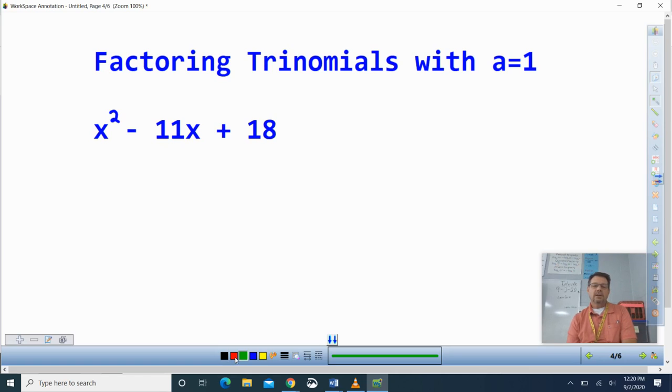Again here, we're going to set up our two binomials, because what we're shooting for is an x and an x, because you get x squared. And what I'm going to do over here is list out all the ways to get 18.